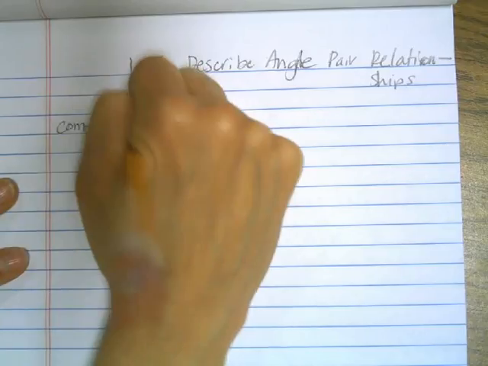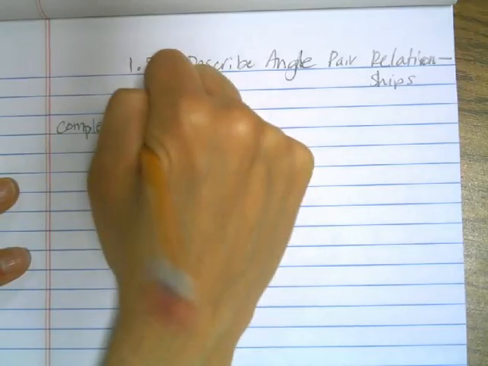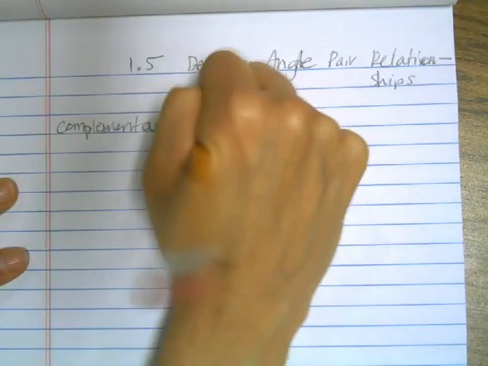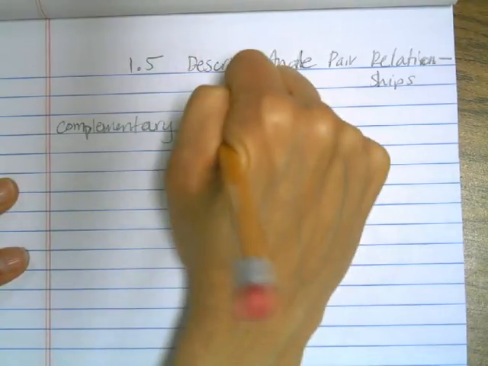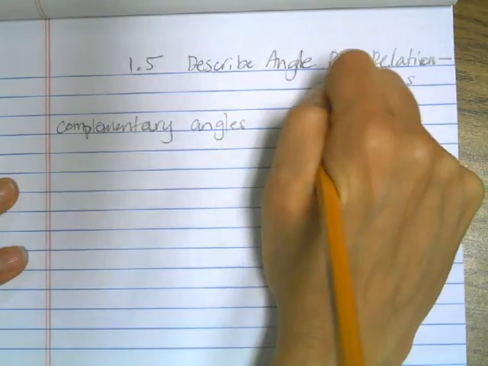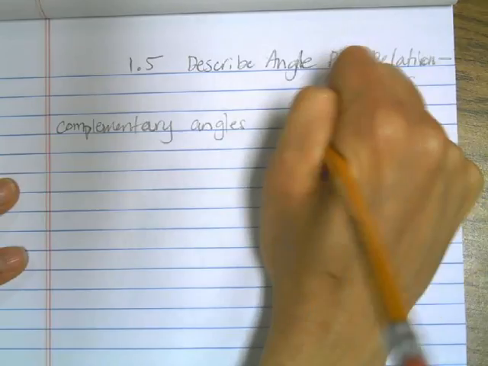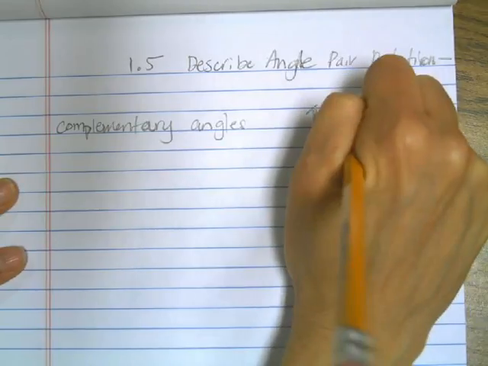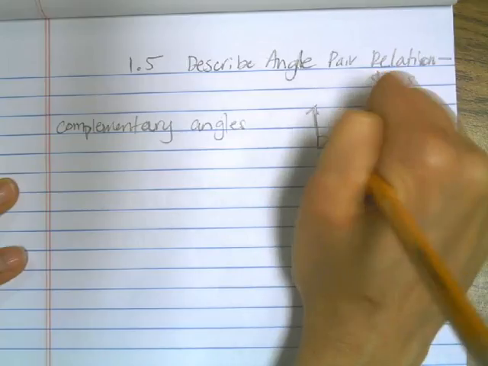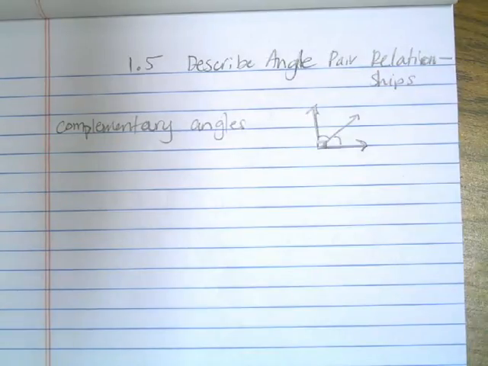We talked about adjacent angles. What does adjacent mean? Does anyone remember? Adjacent means next to. Adjacent angles are two angles that share a common vertex and side, but have no common interior. So they're angles that are next to each other.